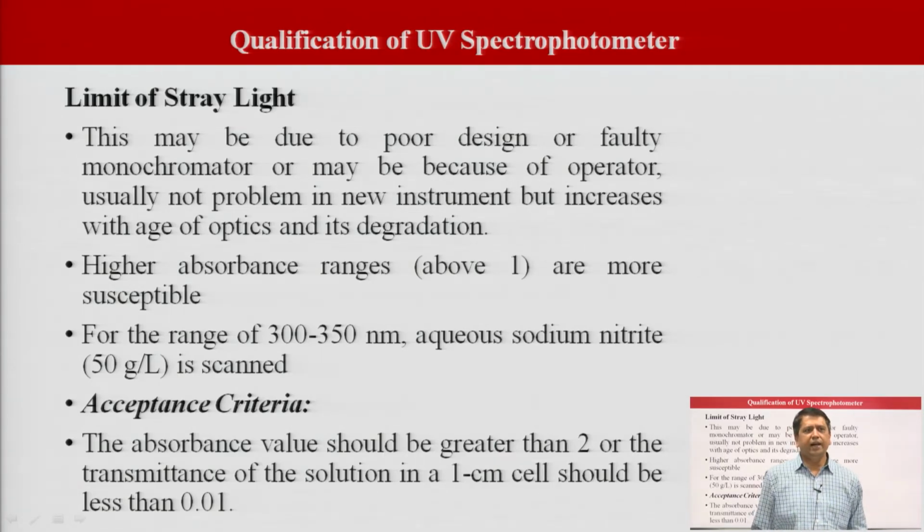In this case, the acceptance criteria is that the absorbance value should be greater than 2, or the transmittance of the solution in a 1 cm cell should be less than 0.01. If the UV spectrophotometer shows values within these limits, that means there is very limited presence of stray light, or no stray light, in the light that is detected by the detector. So, the UV spectrophotometer passes the test.